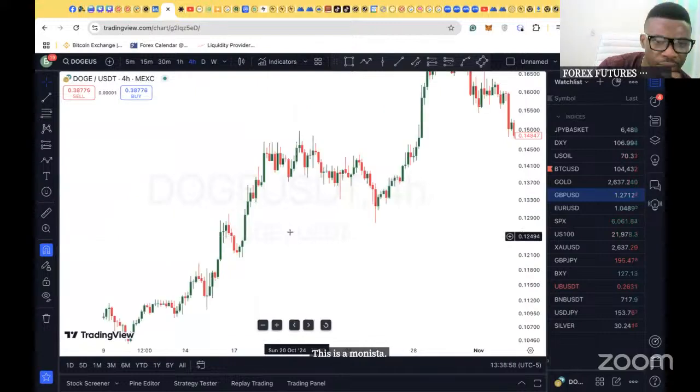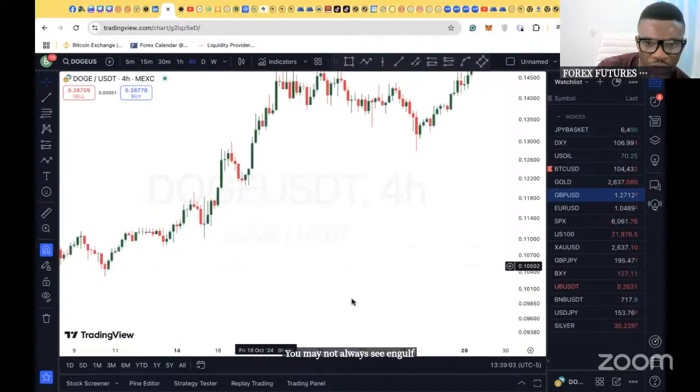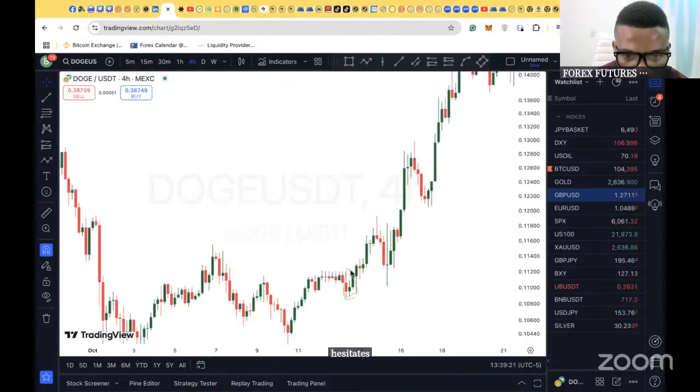I've seen a lot of them here. This is a morning star. There was no engulfing, but there was a morning star. So you need to watch out and be smart. You may not always see engulfing, but you may see a morning star. That's your signal. When you don't see your signal, please hesitate. Do not just take a trade until you see your signal.